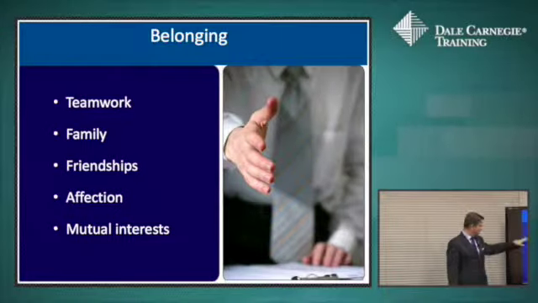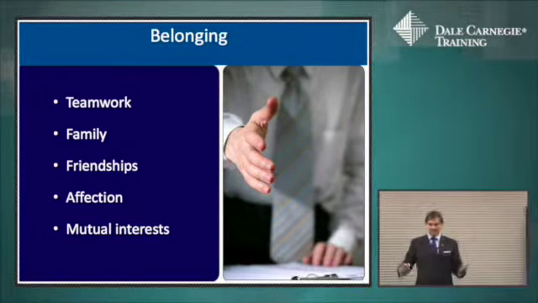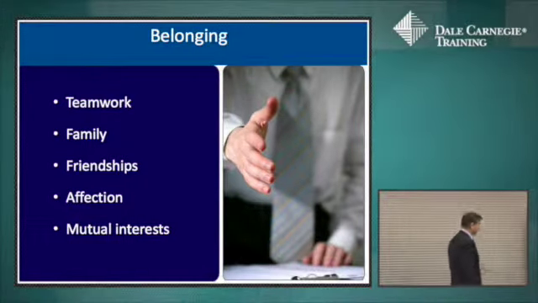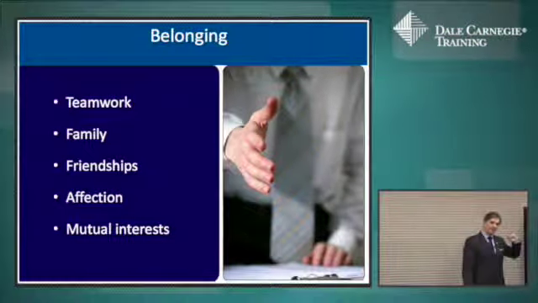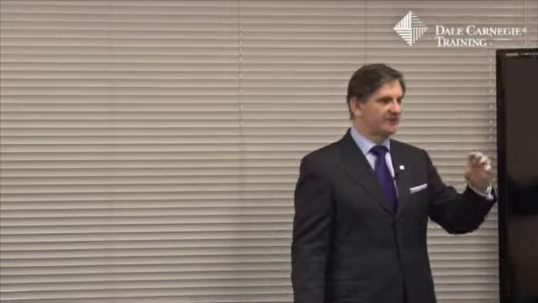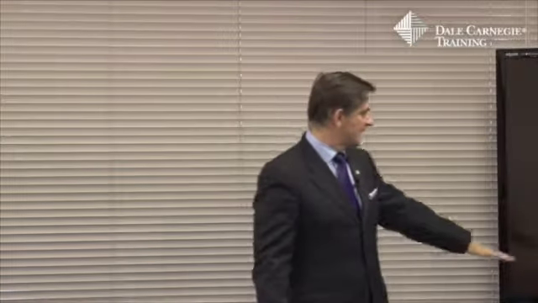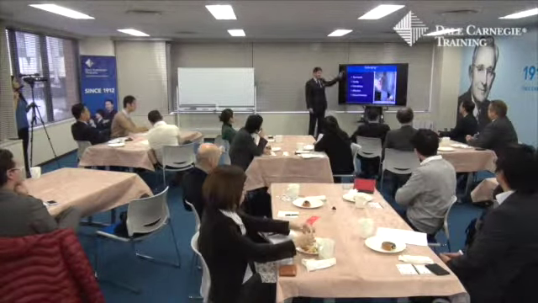Once you get those things, then you can start worrying about belonging, that sense of family, the team, friendships, affection, mutual interests. You start to move up the scale. So we assume the first two, that we've got health and we've got safety and we've got shelter and enough to live on. So at this point, we start to look at how we take people to the next level, okay?